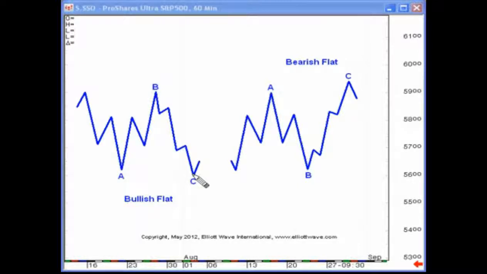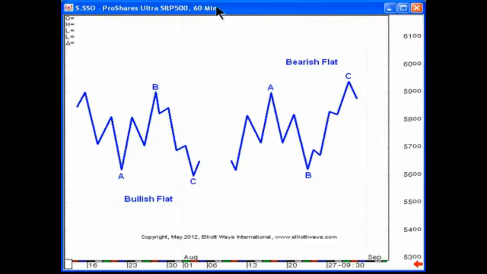Wave C can either be an impulse wave or an ending diagonal, but it will always subdivide into five waves. With respect to a flat correction, the key characteristic to keep an eye out for is that wave B ends at or near the origin of wave A. When wave B ends beyond the origin of wave A, the pattern is still a flat correction, but it's referred to as an expanded flat.